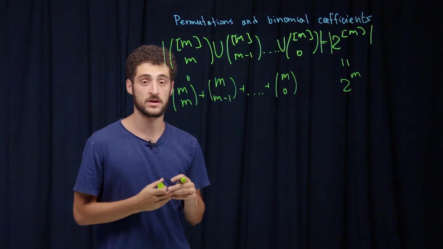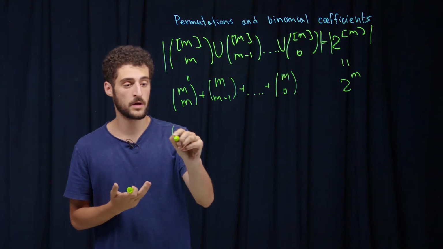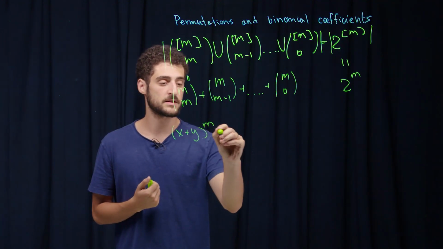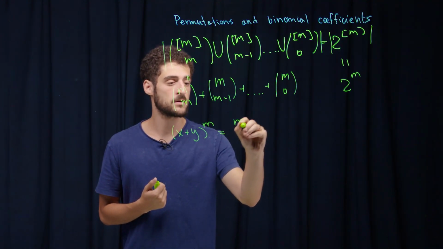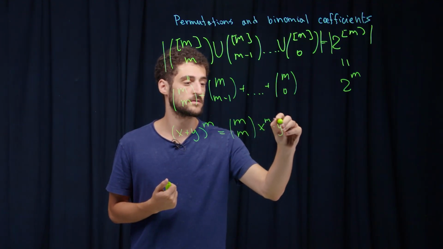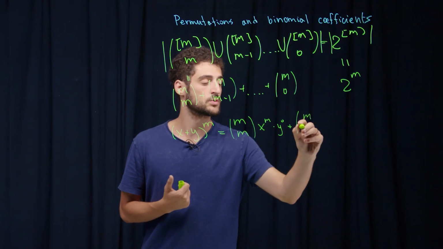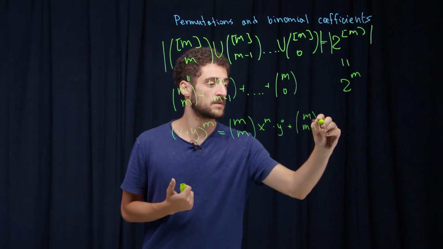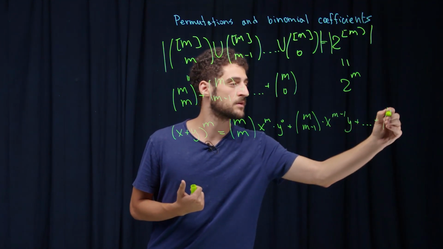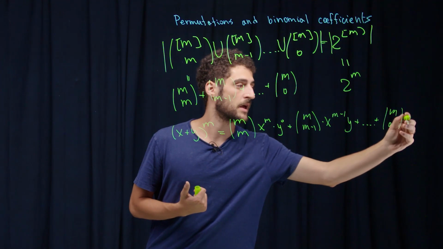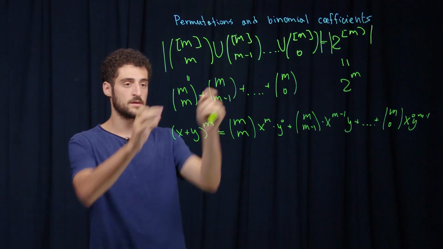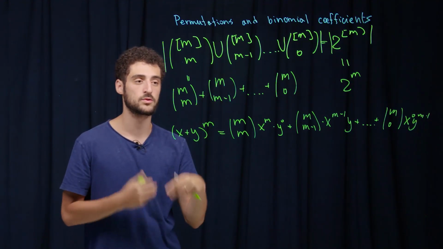And we may generalize this, actually, and write the following. If we have x plus y to m, then it's equal to m choose m times x to m times y to 0, plus m choose m minus 1 times x to m minus 1 times y, plus ... plus m choose 0 times x to 0 times y to m. And you may notice that this formula generalizes the previous formula if we substitute x and y equal to 1.